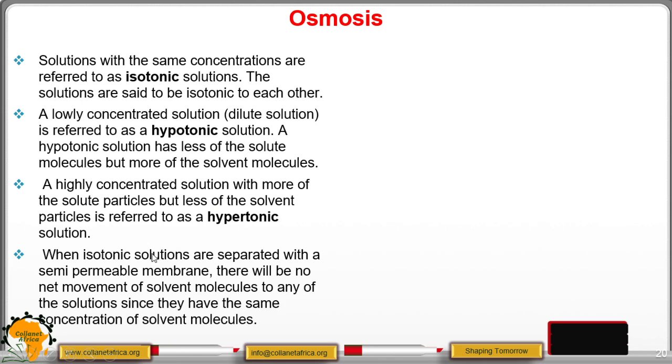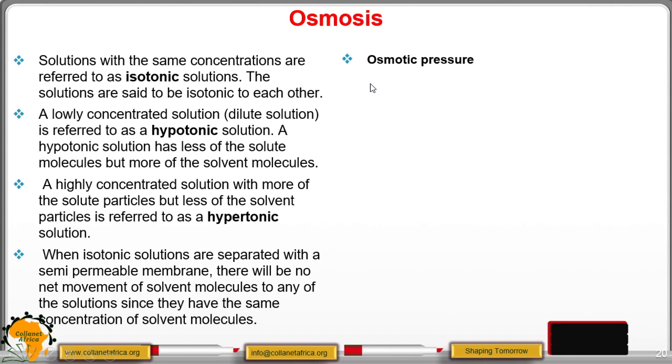And when isotonic solutions are separated with a semi-permeable membrane, there will be no net movement of solvent molecules to any of the solutions, since they have the same concentration of solvent particles. So those solutions are said to be isotonic to each other.